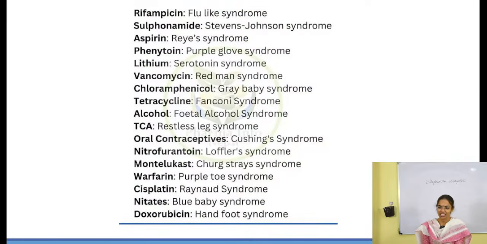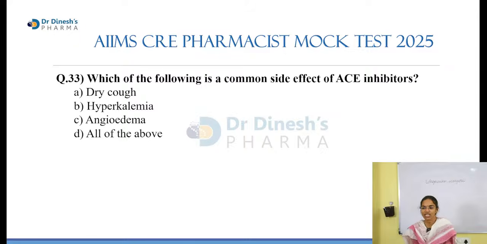Which of the following is a common side effect of ACE inhibitors? ACE inhibitors belong to the class of antihypertensives. ACE stands for angiotensin converting enzyme inhibitors. Our options here are A. dry cough, hyperkalemia, angioedema, and all the above. What's the right answer?